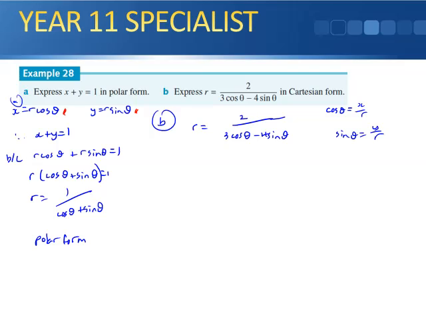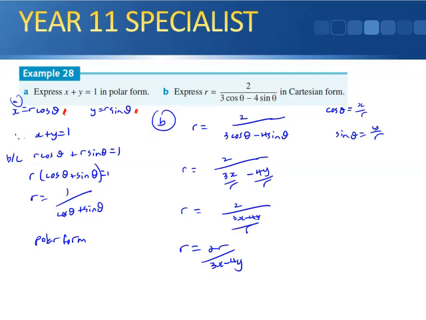Substituting those in here, I get r equals 2 divided by (3 x over r minus 4 y over r), which means I get (3x minus 4y) over r, and therefore r equals 2r divided by (3x minus 4y). Now, dividing through by r, I end up getting 1 equals 2 divided by (3x minus 4y), and therefore 3x minus 4y equals 2 is the Cartesian form.